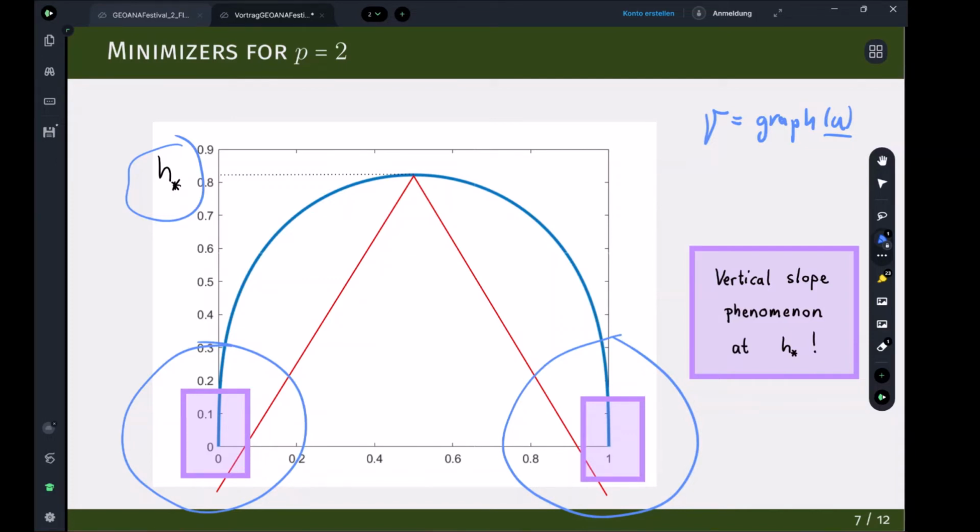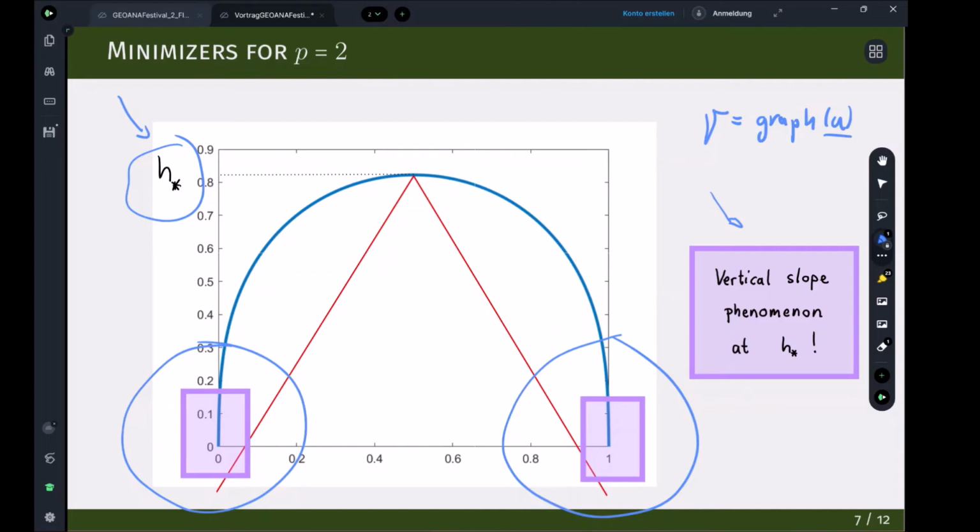So if you look at those explicit minimizers for p equals 2, then they develop a vertical slope at this value h star. And this is of course a problem for the existence results, since at this h star and above, no minimizers will exist. And this is the whole point behind this non-existence. Minimizers will lose their graph property and develop vertical slope. Okay, and now we can ask, at what point h star does this actually happen? What is this h star?